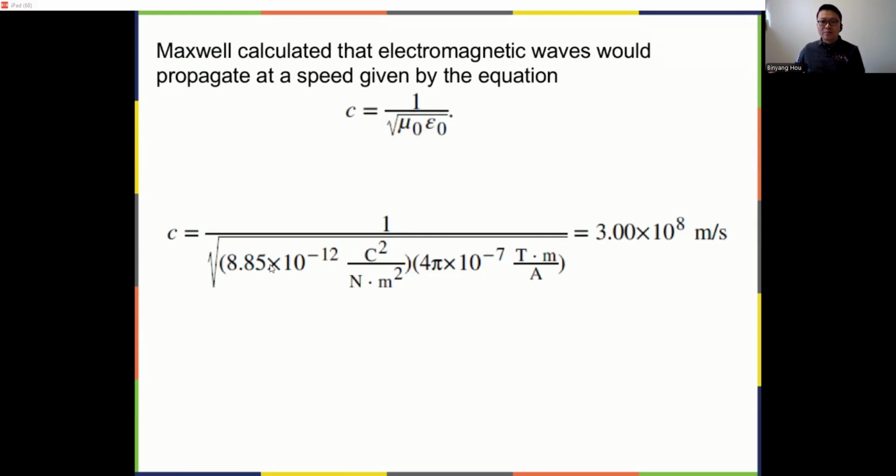Epsilon naught is 8.85 times 10 to the minus 12, but mu naught is equal to 4 pi times 10 to the minus 7. Taking those two constant numbers, you get a speed of light close to 300 million meters per second. So that's the speed of light. That's also the speed of electromagnetic waves, which we'll call EM waves from here on, in vacuum.